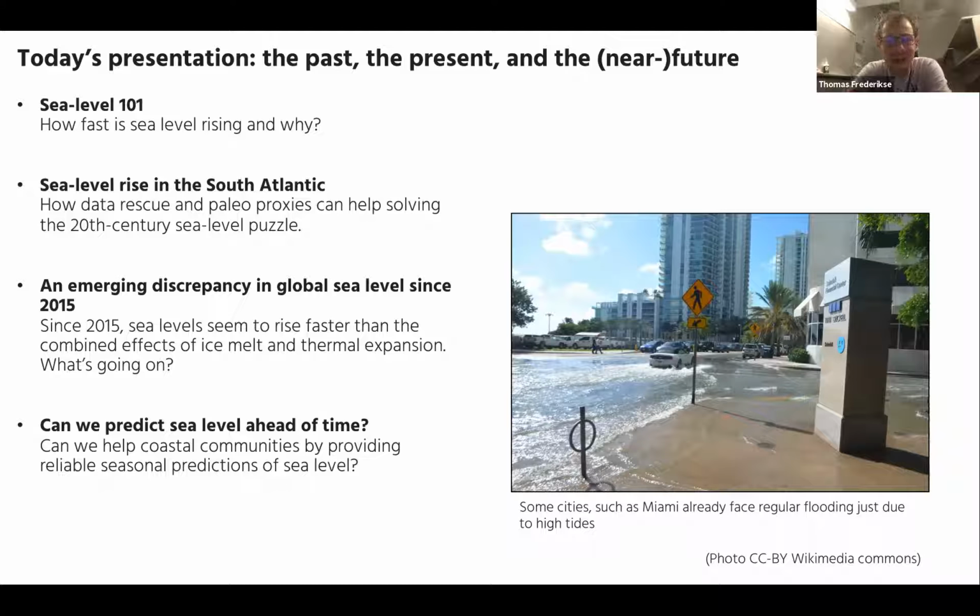What we're going to cover today is some topics I've been working on for the last few years. One about the past, what happens with sea level over the past century, and how we can improve our understanding of what happened over the 20th century with sea level.